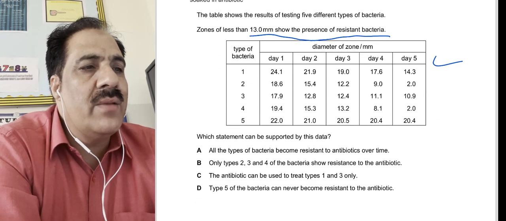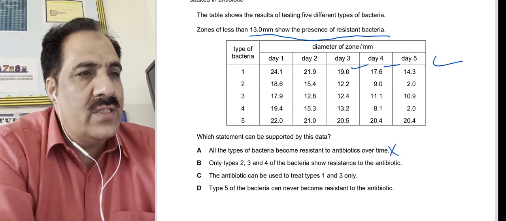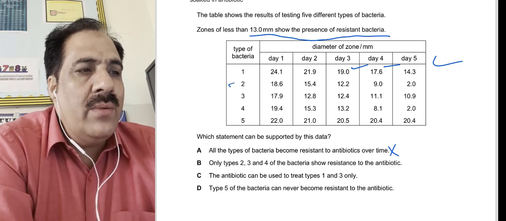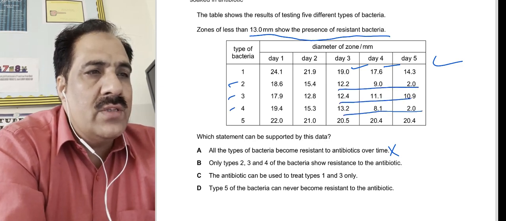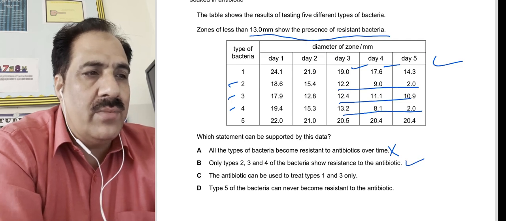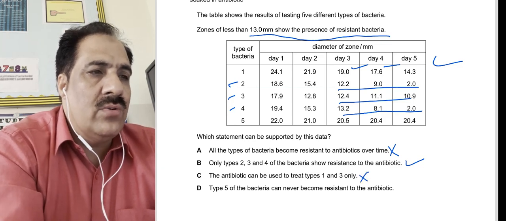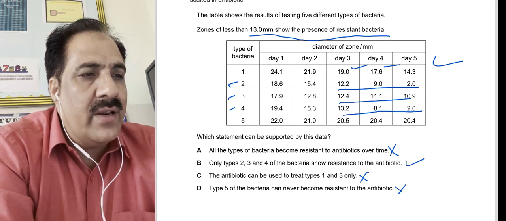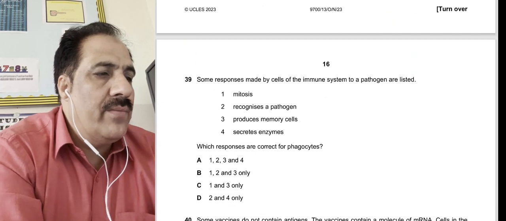So which statement can be supported by this data? All the types of bacteria become resistant to the antibiotics over time. So we can see there are many where we have more than 13. So all of them are not resistant. Only type 2, 3 and 4 of the bacteria show resistance to antibiotic. Type 2, 3 and 4. We can see they have the readings less than 13. Yeah, this option can be correct. The antibiotic can be used to treat type 1 and type 3 only, though that's wrong because they are not resistant. And type 5 of the bacteria can never become resistant to the antibiotic. We cannot say that. So option B is the correct one.